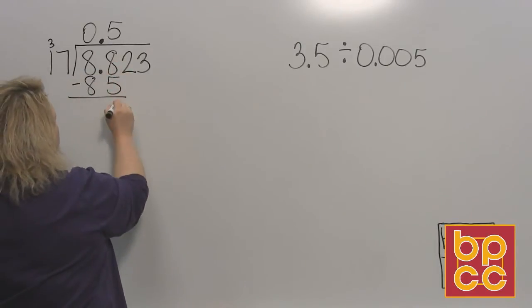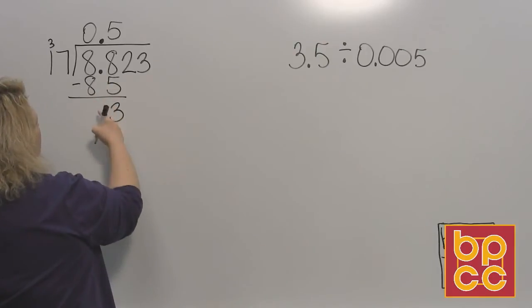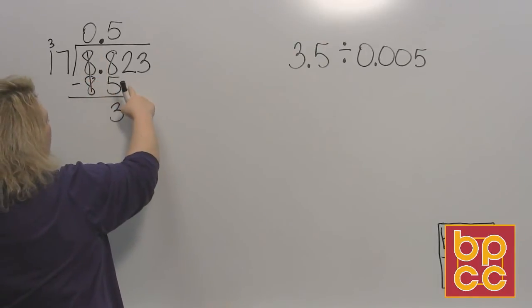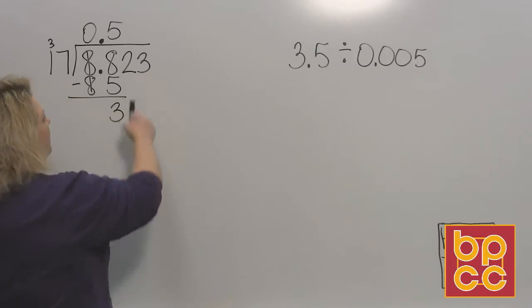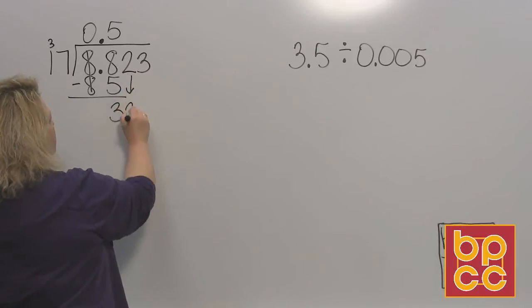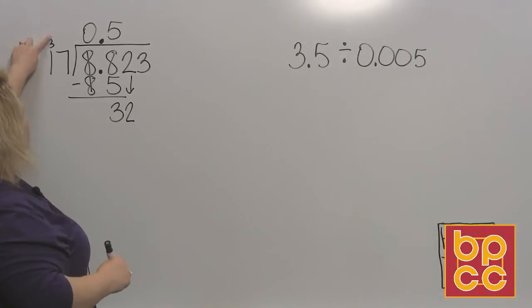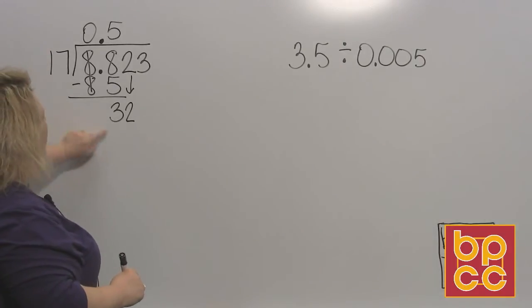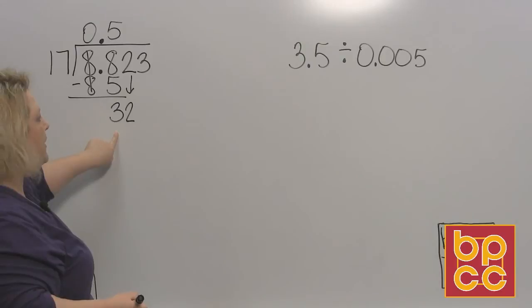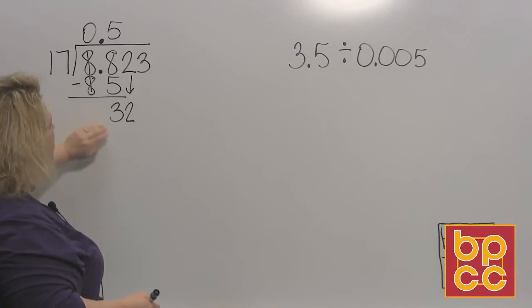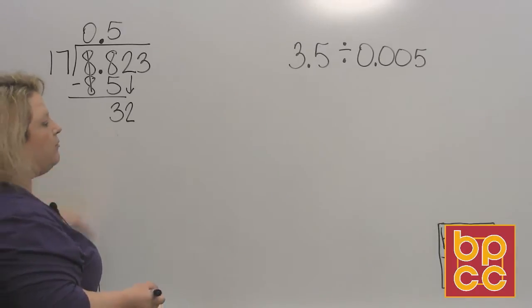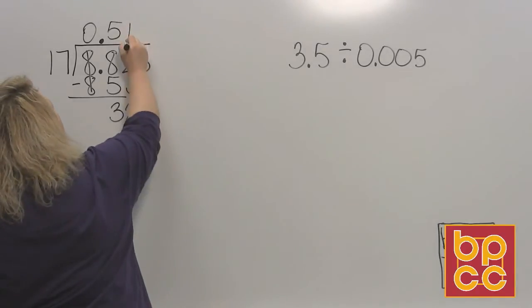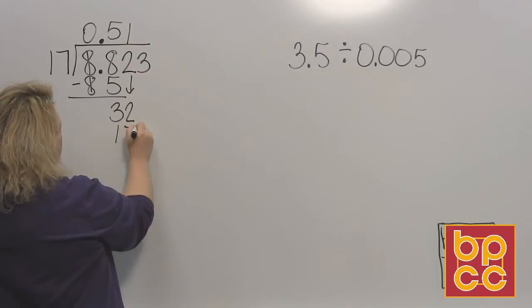8 minus 5 is 3. 8 minus 8 is 0, so those cancel. And 3 is less than 17, so I'm good to go. Bring down the next number. Now I say it again. 17 divides into 32 about how many times? Well, 17 times 2 makes 34, and that'd be too much. So we're just going to go one time. So 1 times 17 is 17.